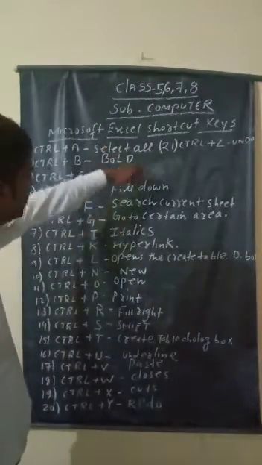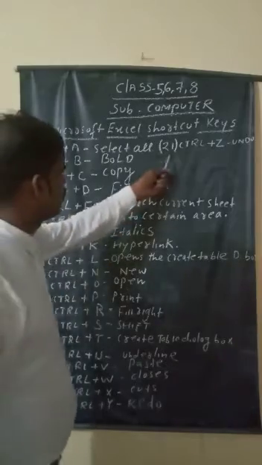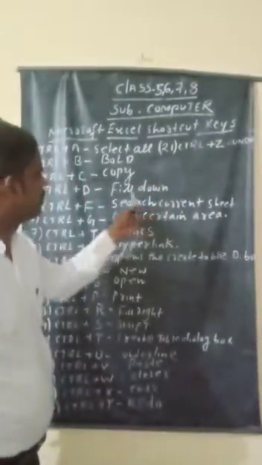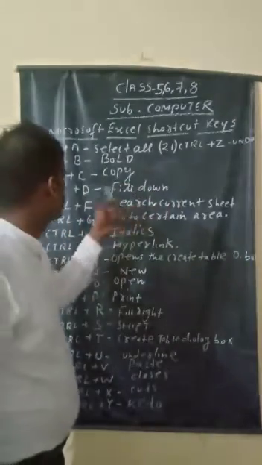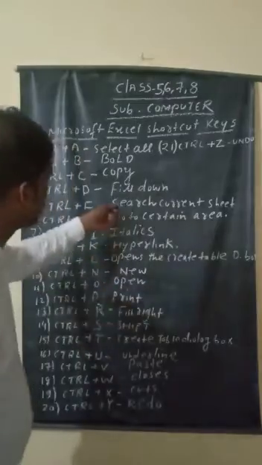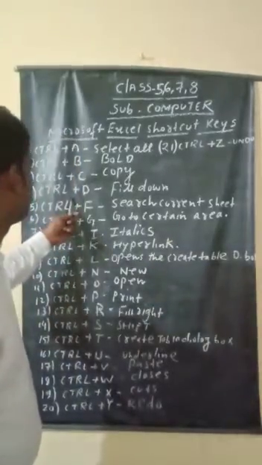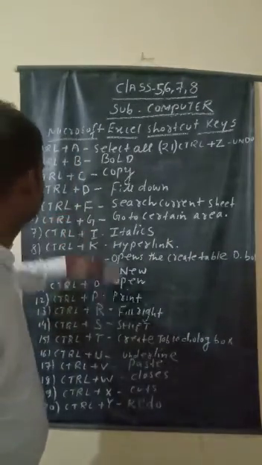Suppose in MS Excel you want to fill, so you press Control plus D, the cursor goes down, and after that all the things are written downward. This fill down is helpful. There is no need to use your mouse there. You simply help yourself by pressing Control plus D.